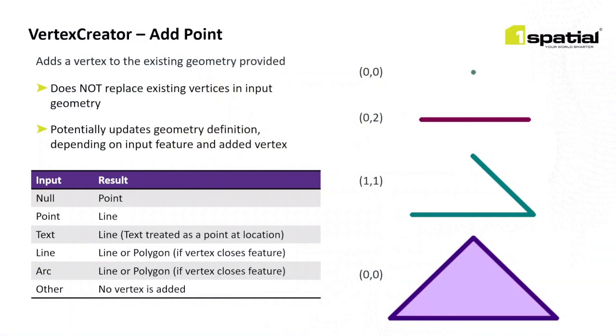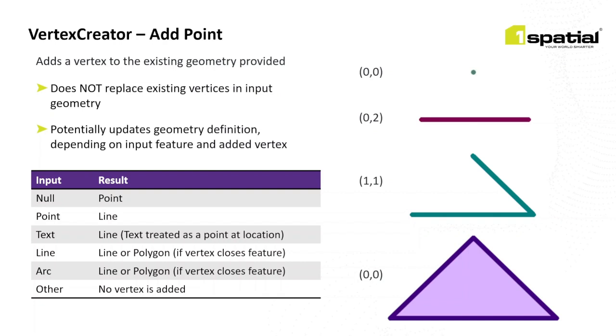The next mode to talk about is the add point mode. Adds a vertex to the existing geometry provided. This one does not actually replace existing vertices in the input geometry, unlike the replace point mode that people normally use. And what it can do is it can actually potentially update geometry definitions depending on what you provided and where you add a vertex.